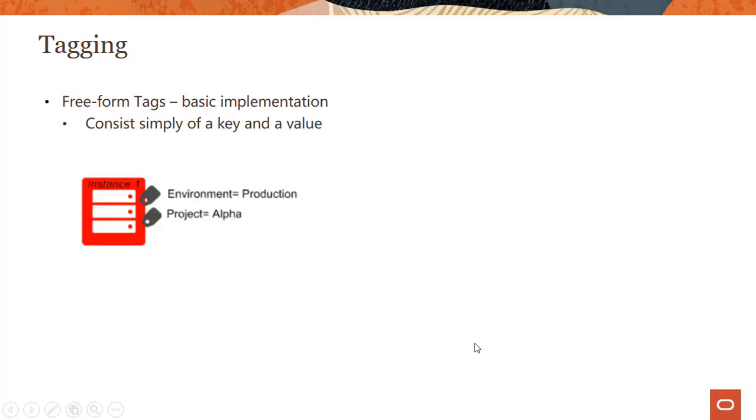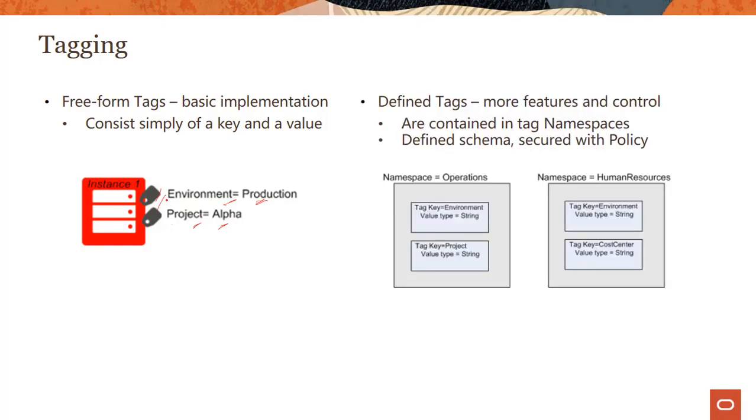So when it comes to tagging in OCI, there are two kinds of tags which are supported today. The first category would be familiar to folks who have worked with other cloud vendors, and that's the concept of free-form tags. This is a basic implementation and it basically consists of a key and a value. Right here you have a compute instance and a couple of tags which you have applied. The first tag says the key is environment, the value is production, the second tag says project, the value is alpha, and you can see these two tags here, right? It's really simple, free form. You can define whatever tags you really like.